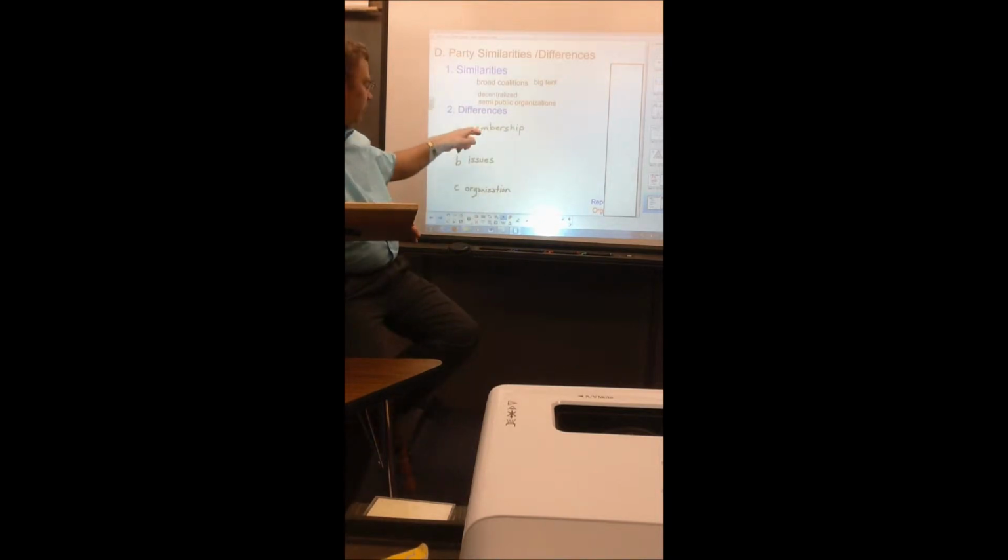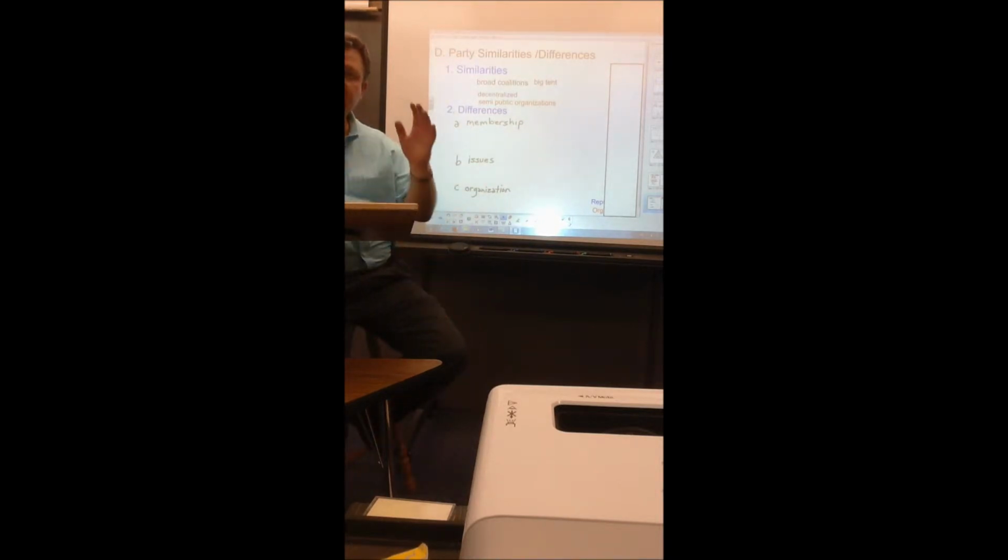Now, differences occur in membership, and you have that handout that you want to look at to remind yourself. People who belong to the Democratic Party would live where? More big cities, urban areas. And on the coast, both coasts, east and west, and large cities. Whereas membership of the Republican Party would be where? Okay. Smaller towns, suburbs, Rocky Mountains, Midwest, all of that.